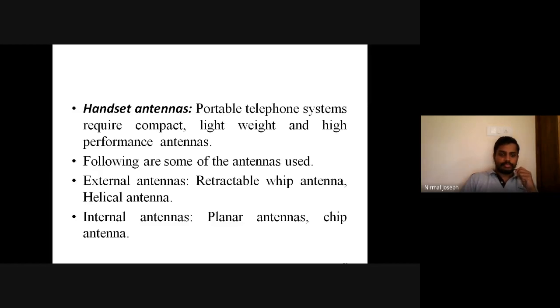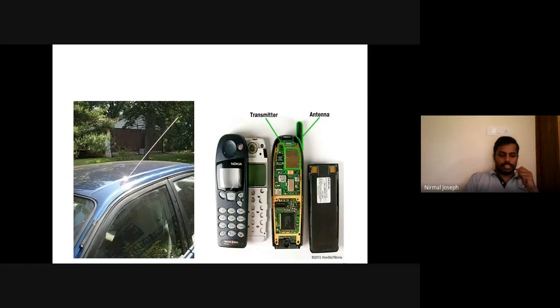Now this is an example of a whip antenna. See, the whip antenna in the car. Nowadays also it is there in cars. This is a whip antenna, retractable. Retractable means it can be compressed and it can be elongated. So that is a retractable whip antenna.